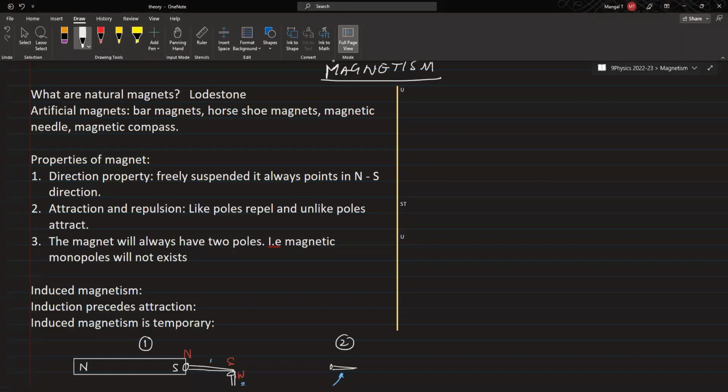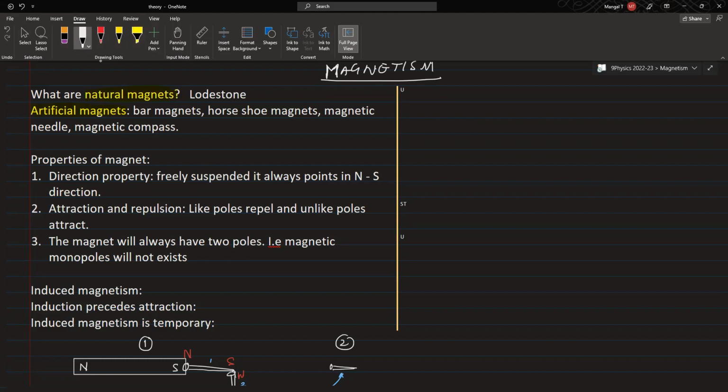On the topic of magnetism, the first point we will discuss is what natural magnets are. There are certain stones that we get in nature which are naturally magnetic, like lodestone, an ore of iron which behaves like a magnet. Then there are materials which are made into magnets, like the bar magnet, horseshoe magnet, magnetic needle, and magnetic compass. Those are categorized as artificial magnets. Natural magnets are naturally occurring stones which behave like a magnet, and artificial magnets are man-made magnets.